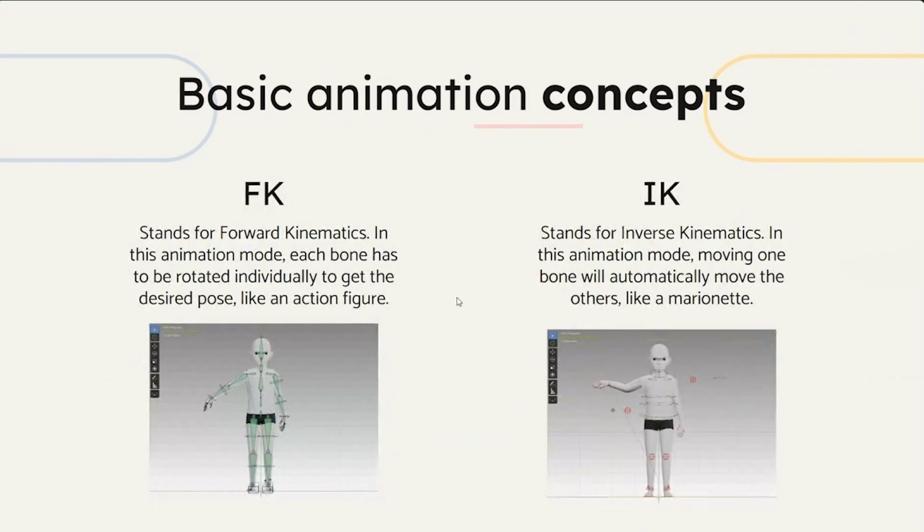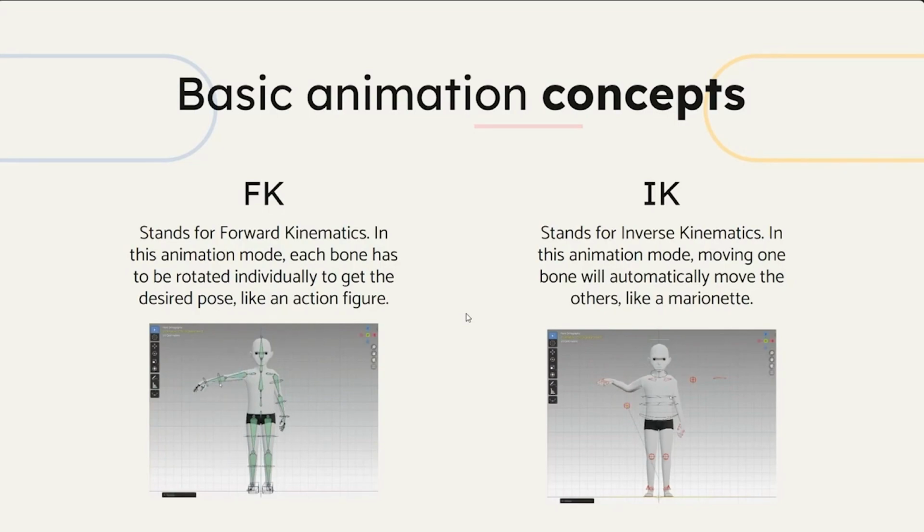So, oh, and also there's the FK and IK that I also keep talking about all the time. For those of you who don't know, there's two ways to animate things. One mode is the FK, which we call forward kinematics, which is pretty much like you have to rotate each bone to achieve the desired result. It works pretty much like an action figure where you have to move every part of the body to pose it in a certain way.